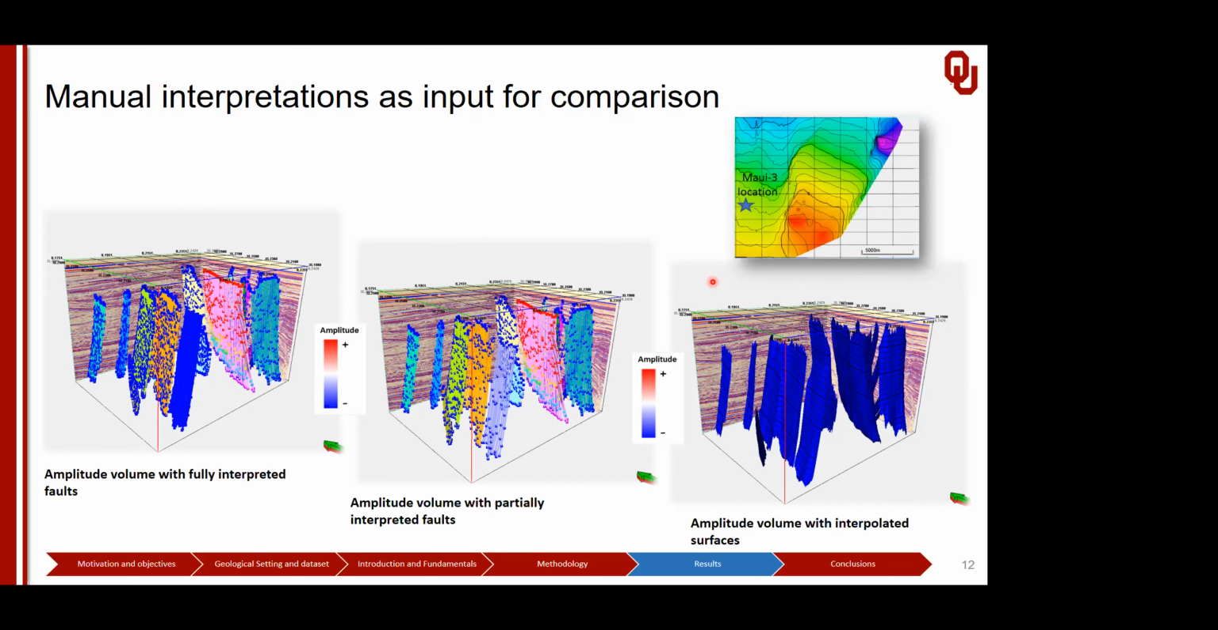This slide shows two different interpretations of the seismic volume. The fully interpreted fault set is the ground truth to compare the extracted objects. This second set is the partially interpreted fault set, and is the one that I use to extract objects from the different fault volumes. And this set that you can see here is the surface, but basically they are used to extract the training for the PNN workflow.